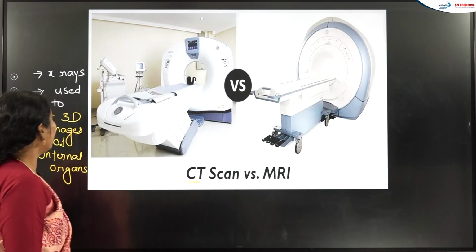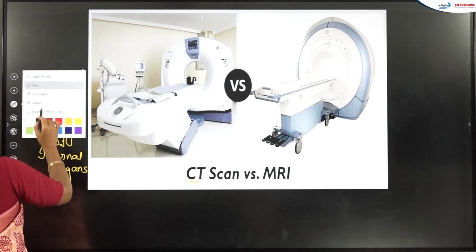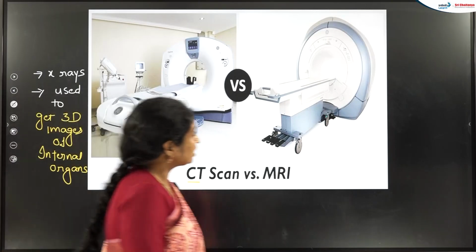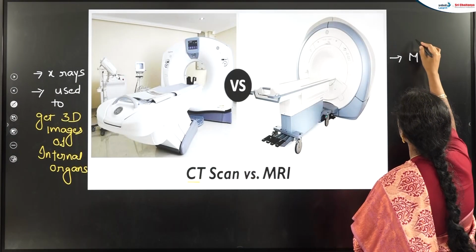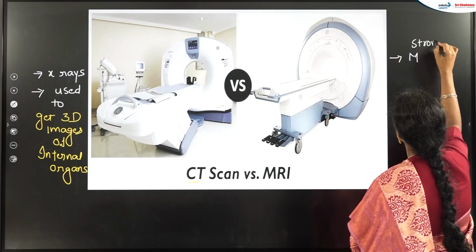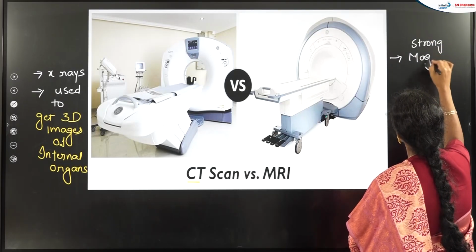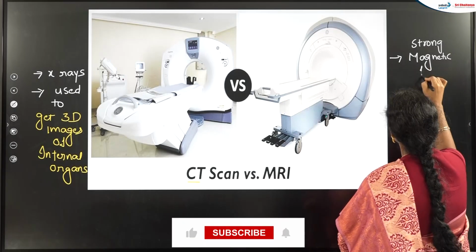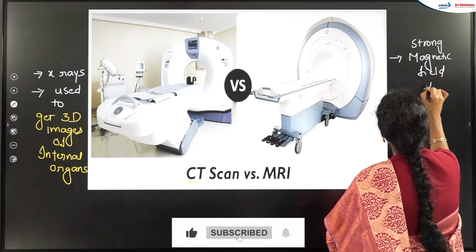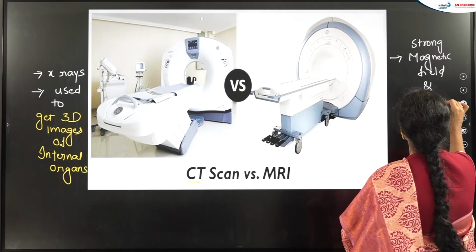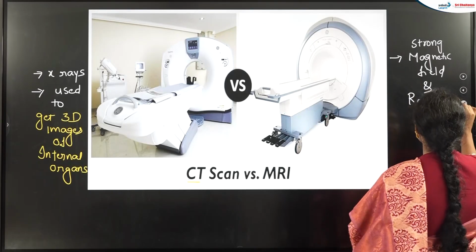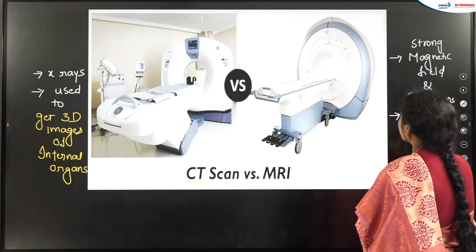Next, the second one is MRI. MRI does not use X-rays. Instead of X-rays, it uses a strong magnetic field as well as radiations, which are not harmful, whereas X-rays are harmful. In this case there is no harm.